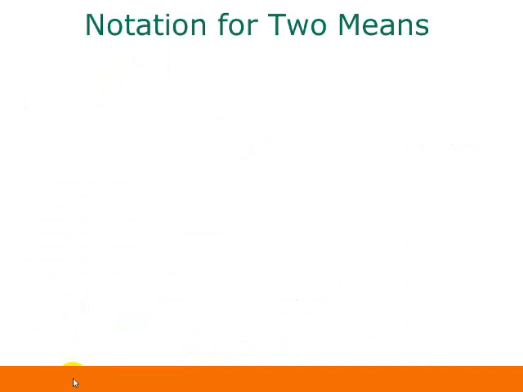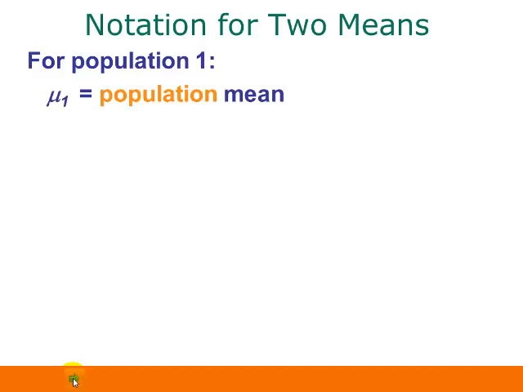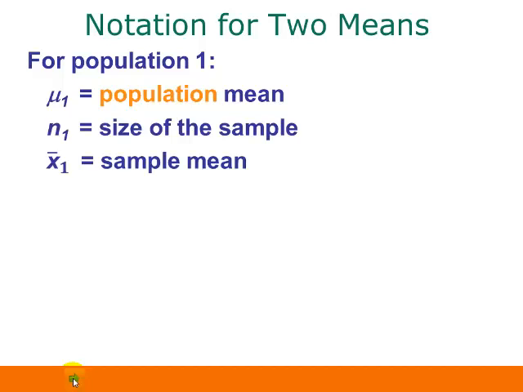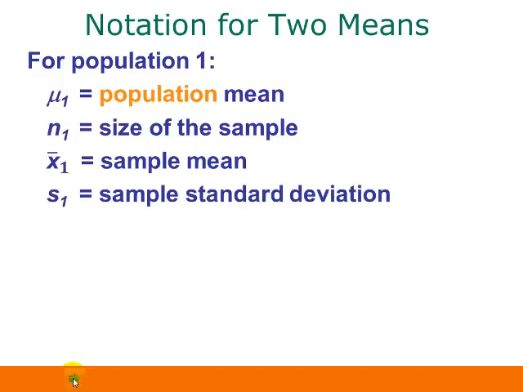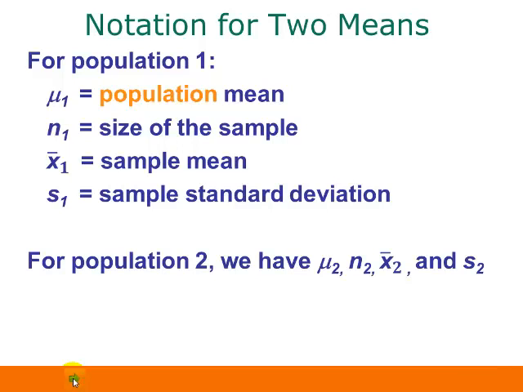The notation in this section, since we're dealing with two independent samples and two means, we just have subscripts for everything. So for population 1, our mu sub 1 is our population mean, n sub 1 is the size of the sample, x sub 1 bar is the sample mean, s sub 1 is the sample standard deviation. And for population 2, we have all the same symbols, only with subscripts of 2 instead of 1.